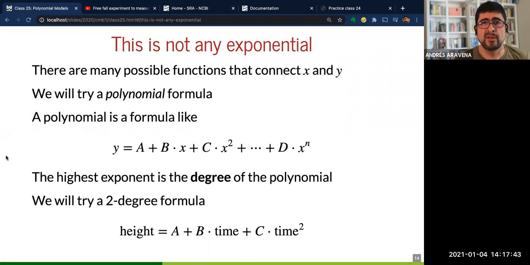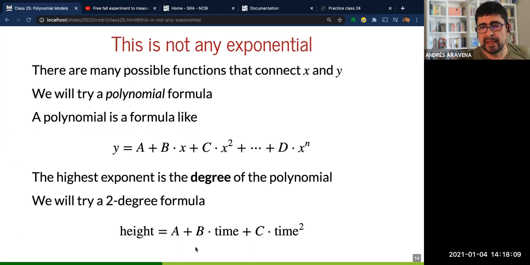Okay, let me say then the word that you didn't say. This is a parabola. It's a parabolic shape, and the parabolic shape is a second degree equation. So you need time and you need time squared. Okay. Fine. I mean, there are so many nice experiments that we can do with this.